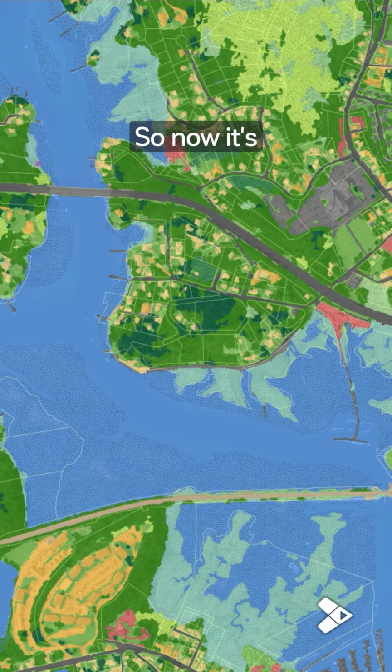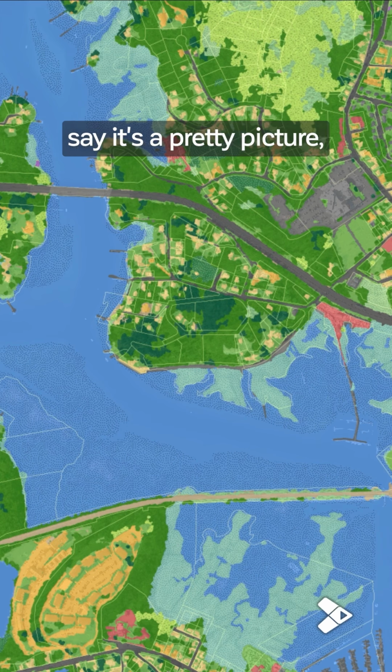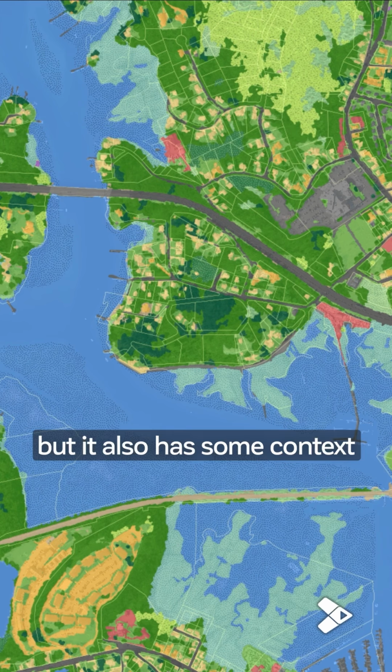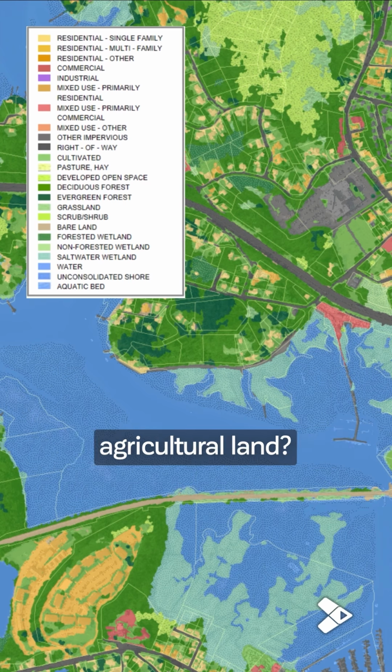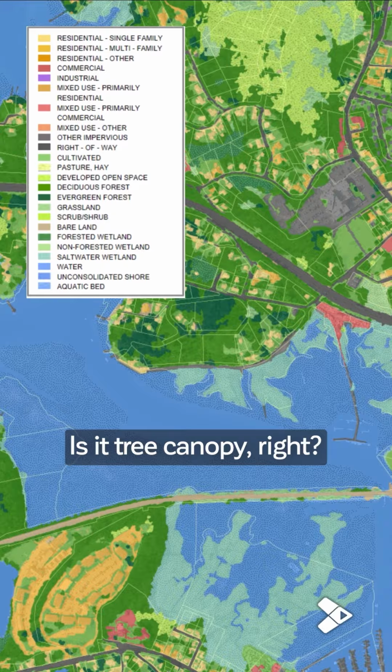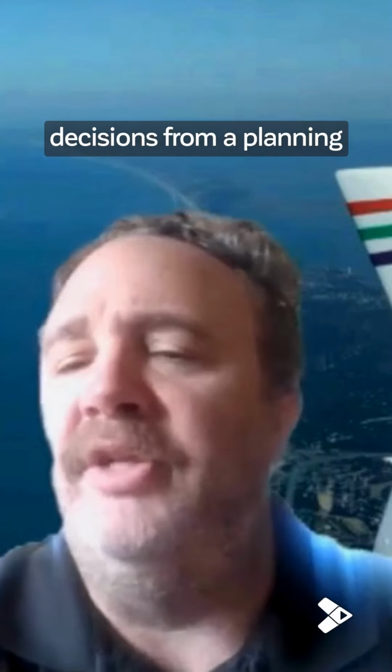So now it's not just imagery that we're looking at and saying, hey, it's a pretty picture, but it also has some context to what that imagery is composed of. So you're looking at, okay, is it agricultural land? Is it impervious surface? Is it tree canopy, right? There's a lot of different things that you can do with that type of data set to essentially make decisions from a planning and a land use perspective.